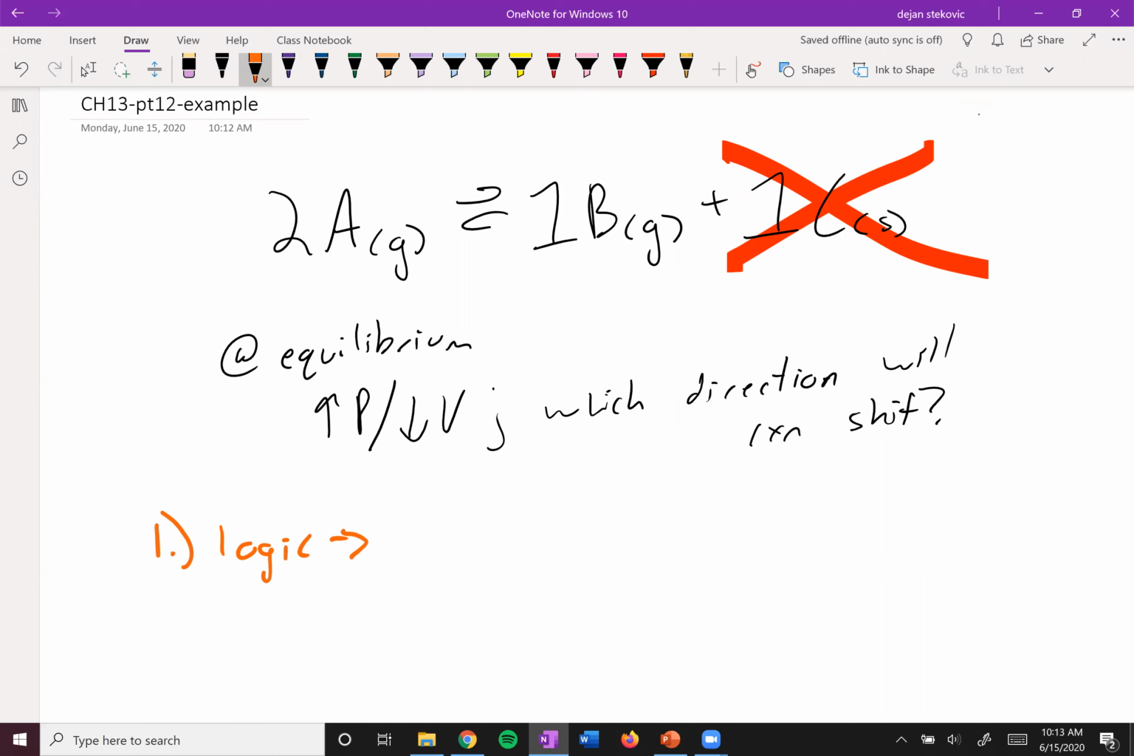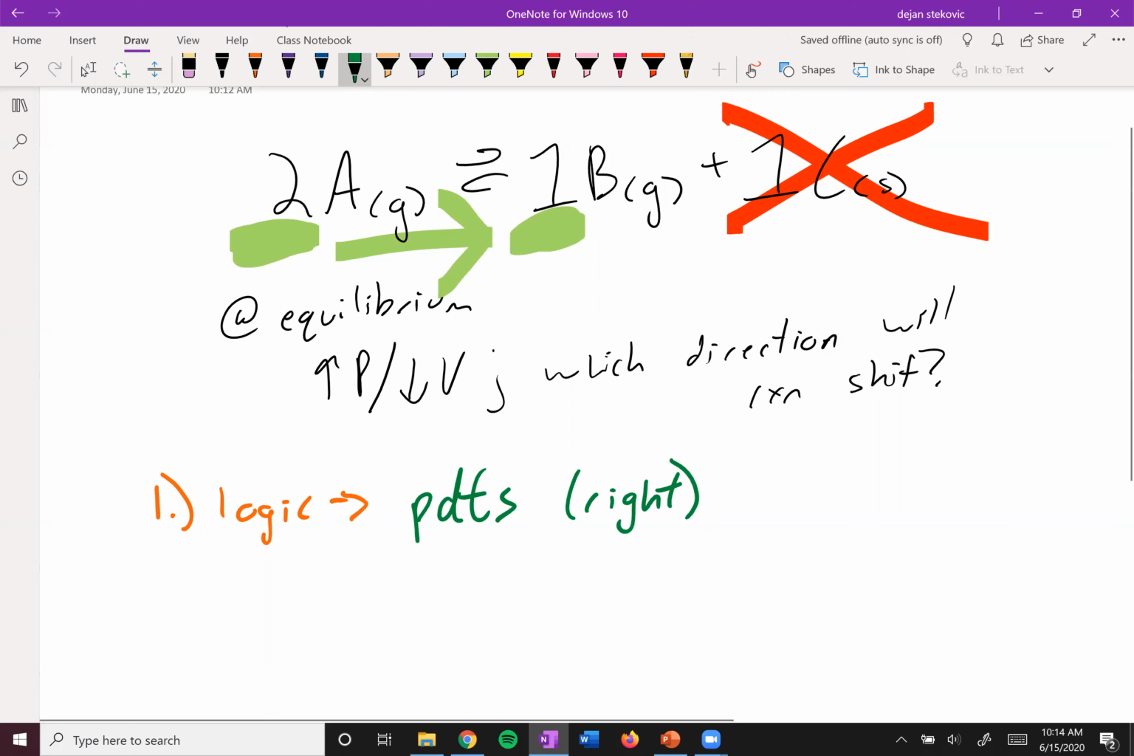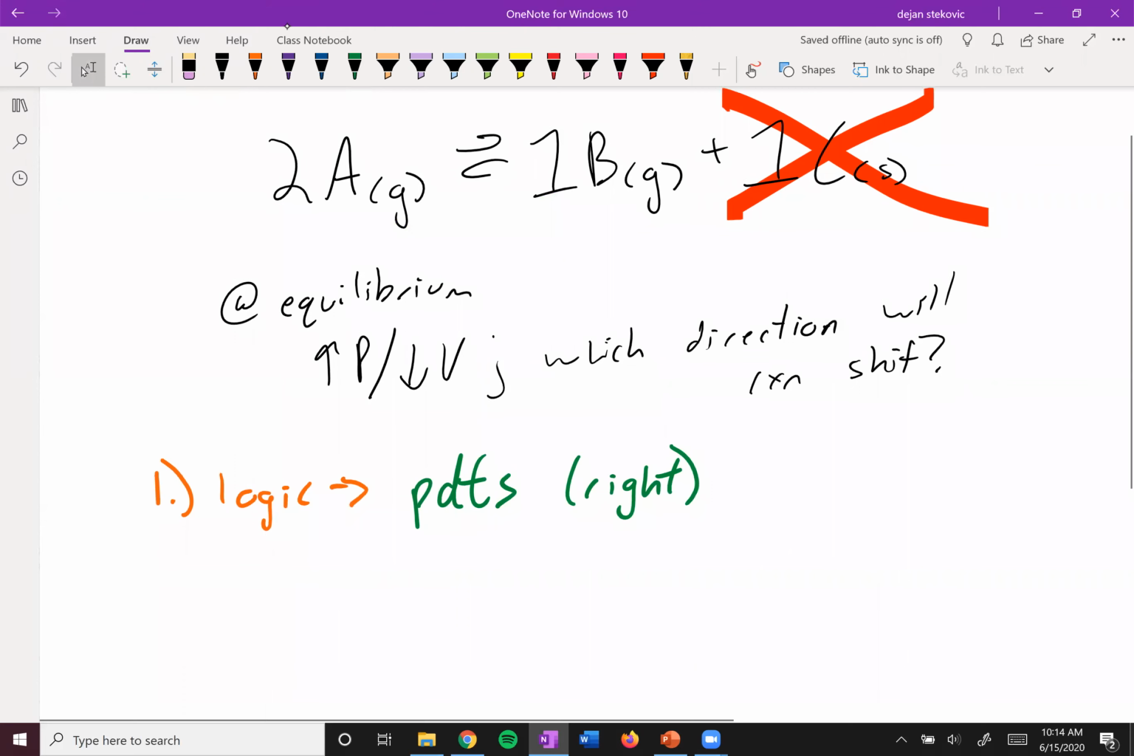And we know that when we increase the pressure, we go to the side with less stuff, right? The left has 2 molecules of gas, while the right only has 1 molecule of gas. And so since we're increasing the pressure, we're going to go to the side with less stuff. And so that's towards the products, or maybe towards the right. It depends kind of what textbook is asking. Some say towards the products, some say towards the right, left, that kind of thing. It doesn't really matter.